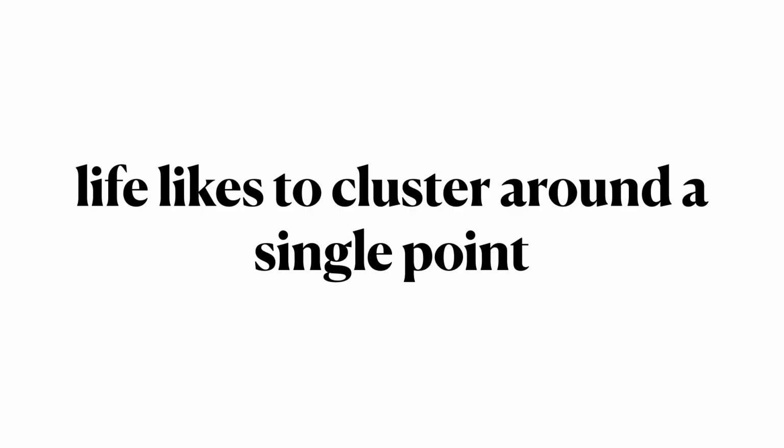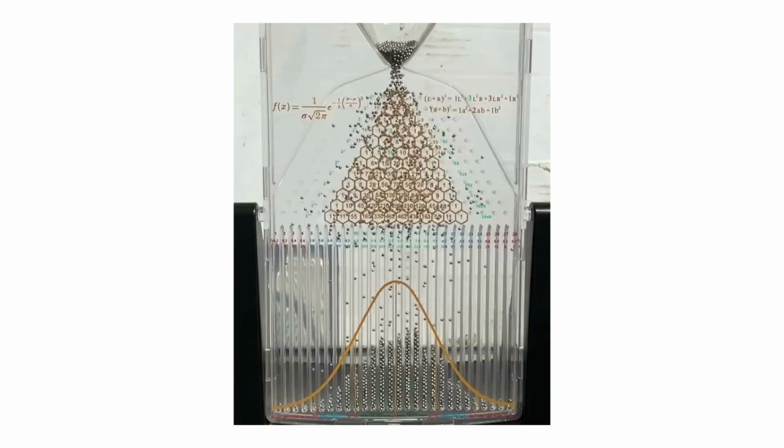Now, there's something very important, and that is that life in general likes to cluster around a singular point. We call this the normal distribution or the Gaussian distribution. This little picture, like a little tinker toy, shows you how if you drop those beads, they tend to fall into this kind of normal distribution, where they're clustered around a single point and expand in a very beautiful and symmetric way.